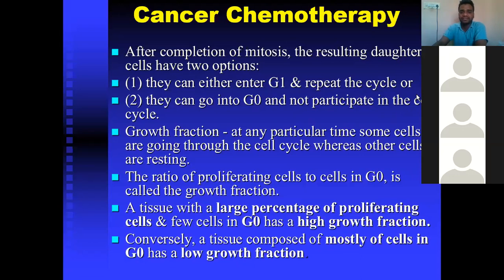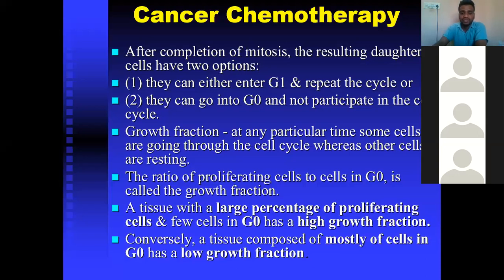So growth fraction, this is what I was talking about. At any particular time, some cells are growing through the cell cycle, whereas other cells are resting. How many cells are resting and how many are going through cell division, that's the growth fraction. Mathematically, it is the ratio of proliferating cells, that is cells in G1 and other phases, to cells in the G0 phase. That's called growth fraction, and this is important when you use chemotherapeutic drugs.